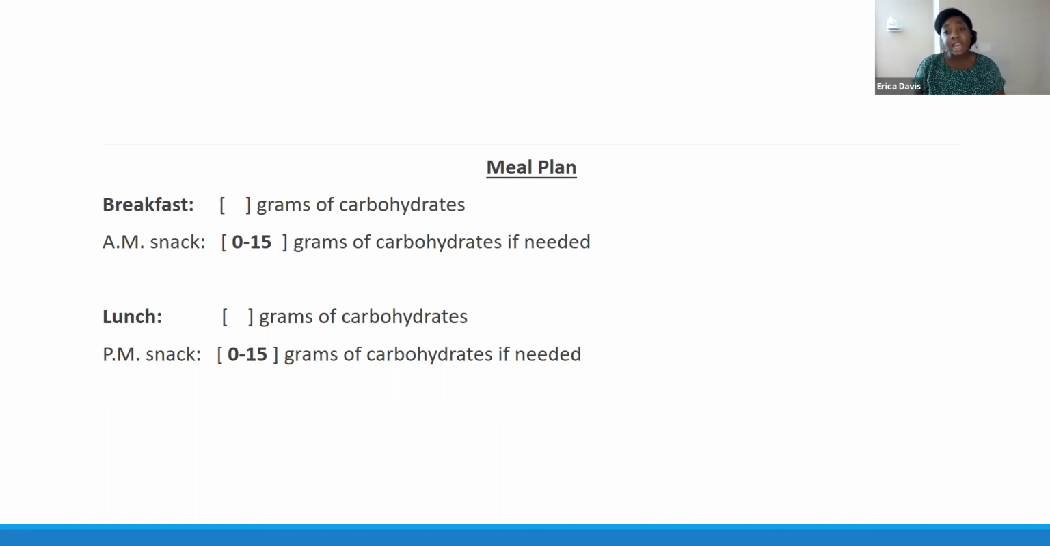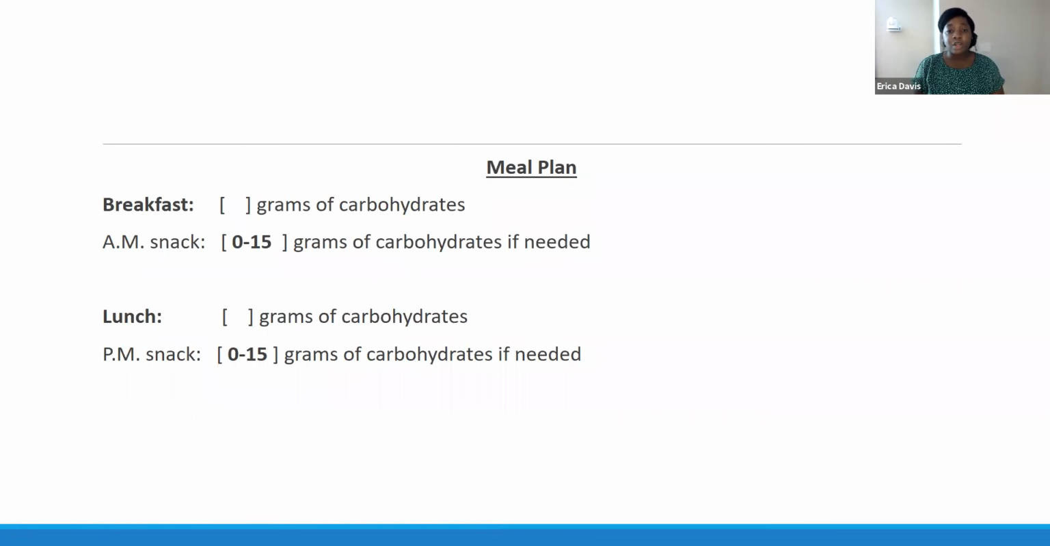And it might also say carbs as desired or unrestricted if a patient does not necessarily need a specific target for carbohydrate intake at each meal. But just be aware that there could be a number or possibly another bit of information in that section, whether it's breakfast or lunch. And then we also include AM and PM snack for those students that do have snack recommendations. We typically will say 0 to 15 grams of carbs based on the fact that we know that most of our healthy snacks are probably going to be less than about 15 grams of carbs.